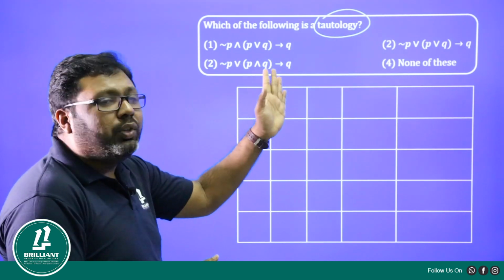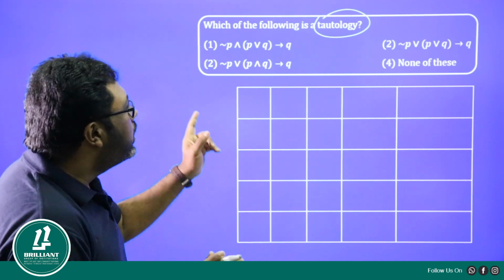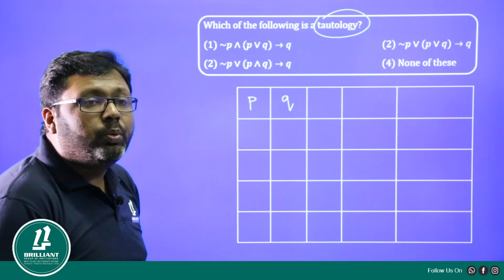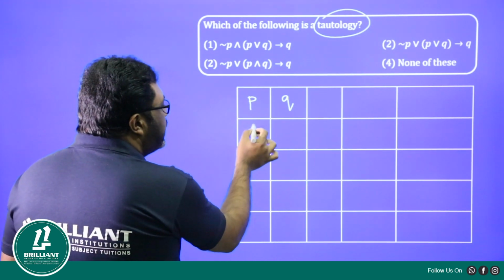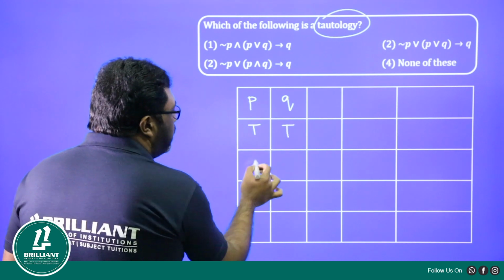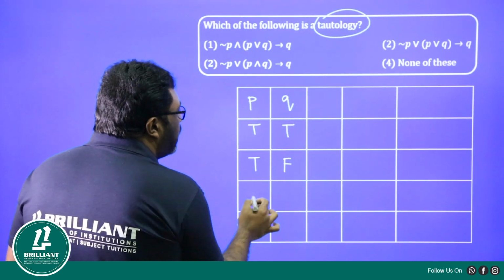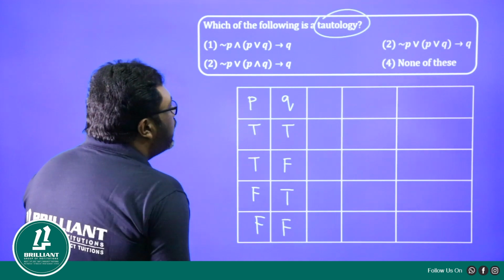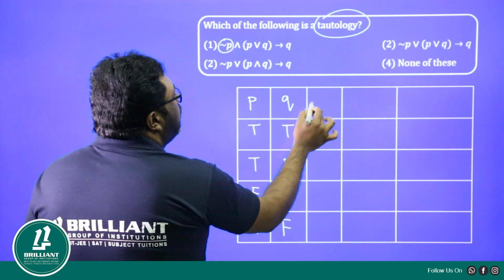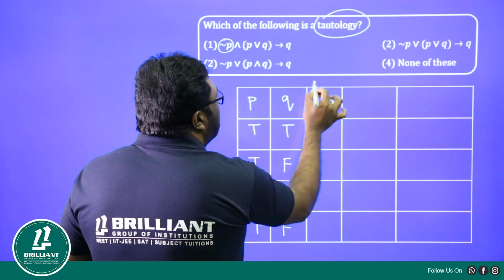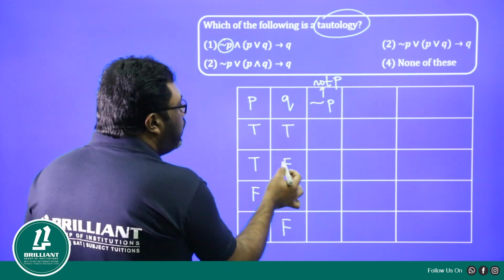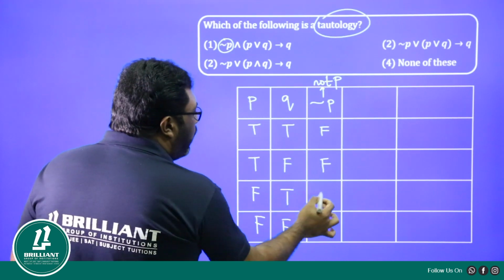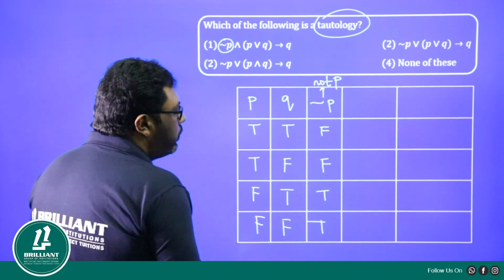I have to say which of them is a tautology. I've been given three cases here, and I have to analyze them one by one. So let's think what is P and what is Q. Now we have to use the truth table. If I say this is P, this is Q: P is true and Q is true, P is true and Q is false, P is false and Q is true, P is false and Q is false. Now look at the first question. I need not P. This symbol represents not P. True becomes false. False becomes true. I got not P.